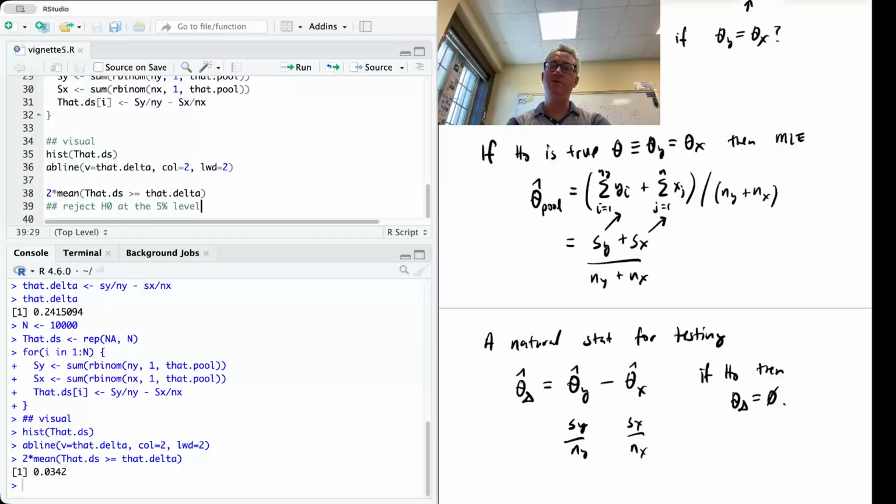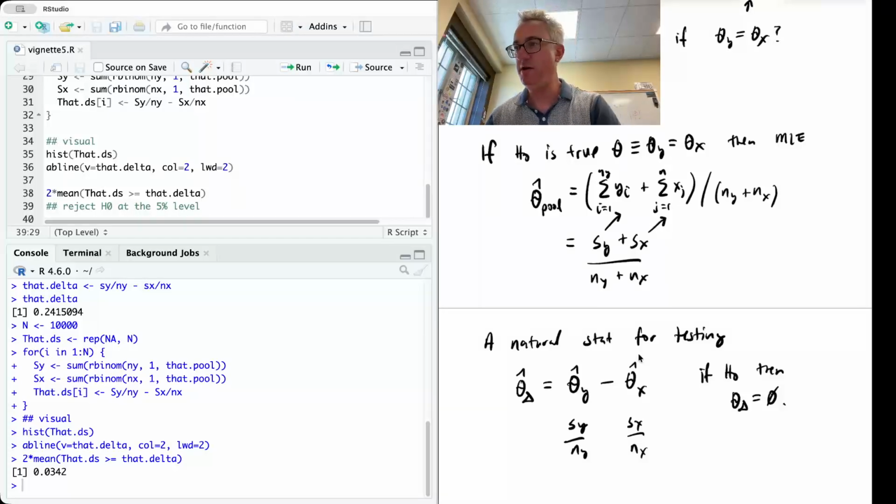So I've determined that it's rare that I would see a theta hat delta like this if the null hypothesis is true. I should get ones that are closer to 0. So I've decided that population X and population Y used different coins because they have different theta Y and theta X values. So that's by simulation. Hopefully this is starting to seem straightforward. How do you do it the math way?